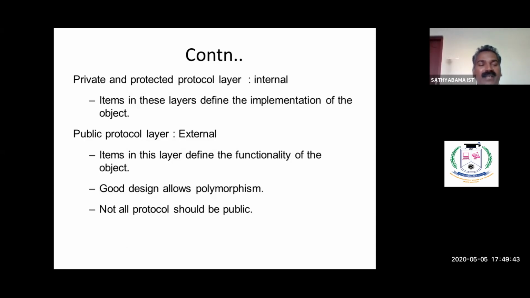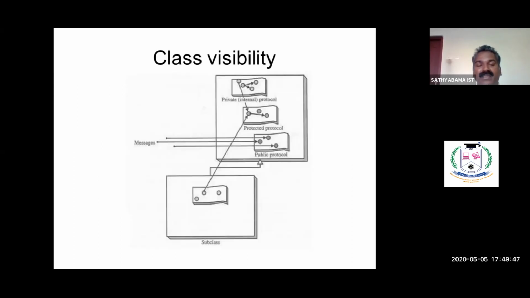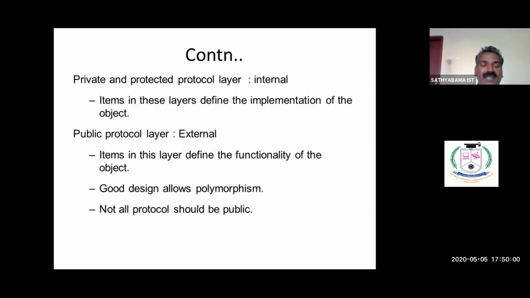So the private and protected protocol layer is internal. Above the internal layer, private and protected protocols are the internal interactions. But whatever objects are defined in the public protocol are external communication.